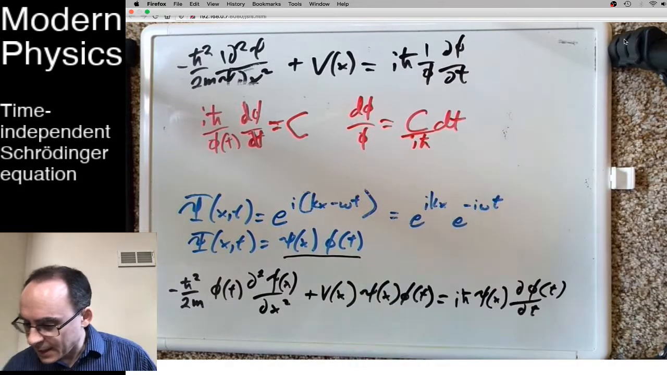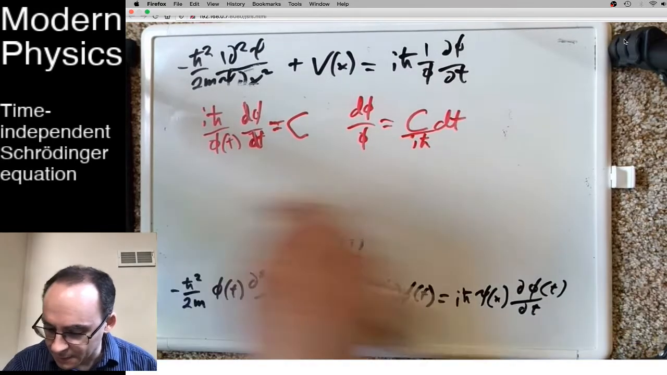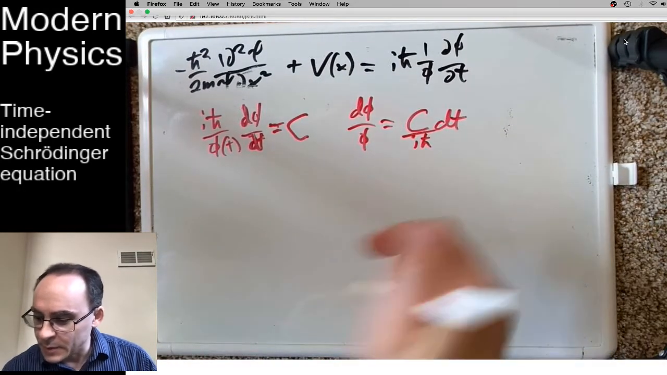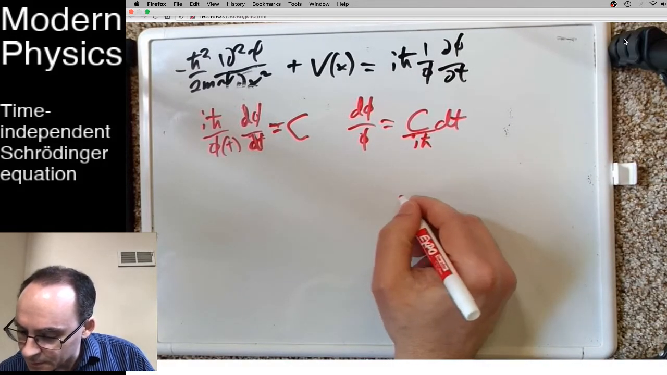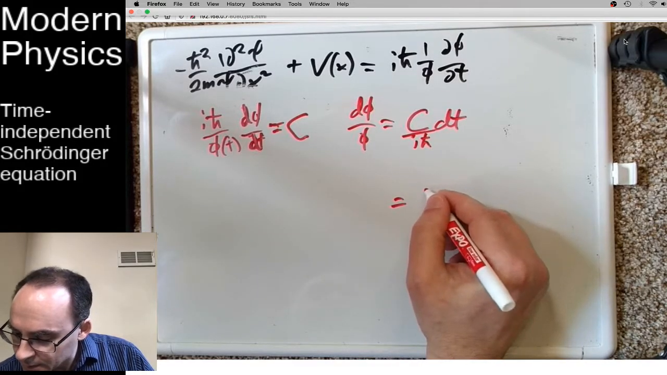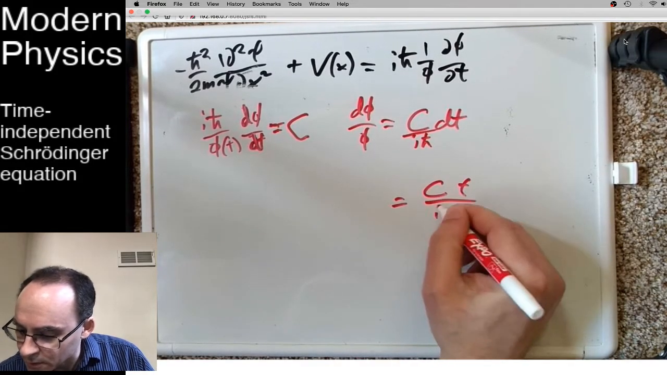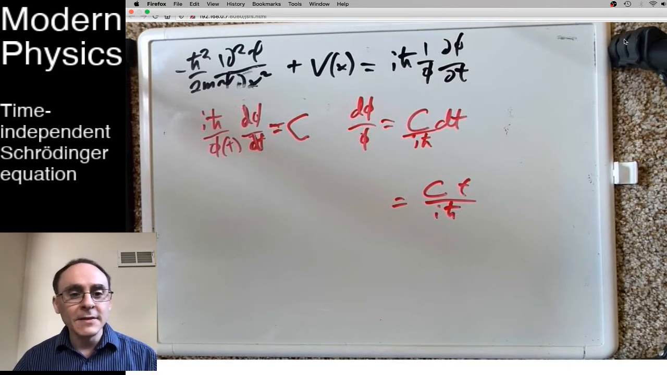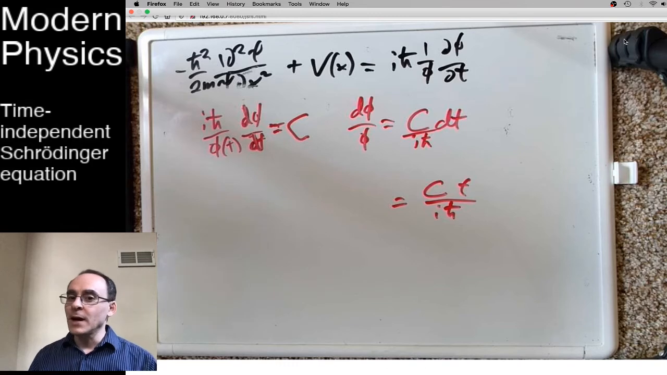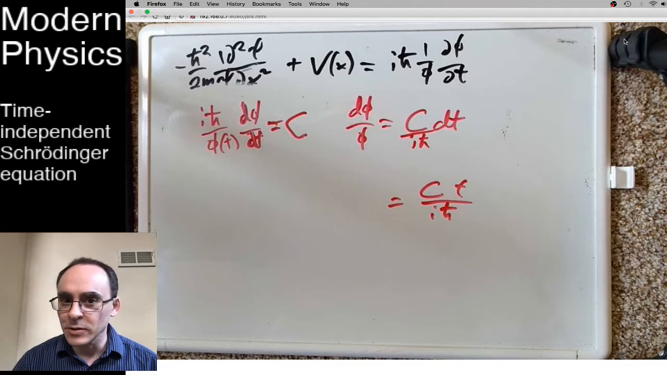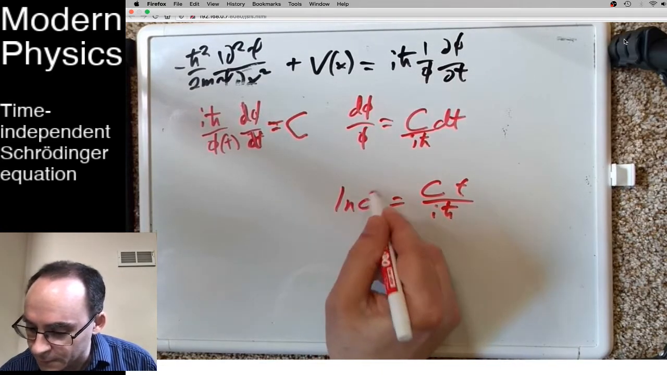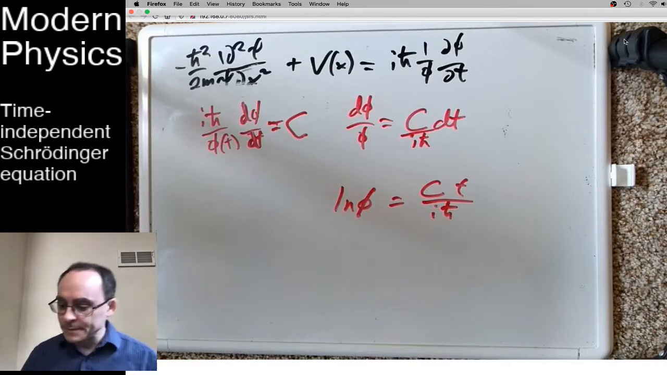The right-hand side is in fact really easy. I can erase this stuff now. Because if I integrate dt, I just get t. So I get c, some constant, times t over IH bar. Left-hand side, I have d phi over phi. If you think back to some of your calculus, you might remember what that integral is. You're basically integrating 1 over something, and the integral of that is a natural logarithm. So this is actually the natural log of phi.